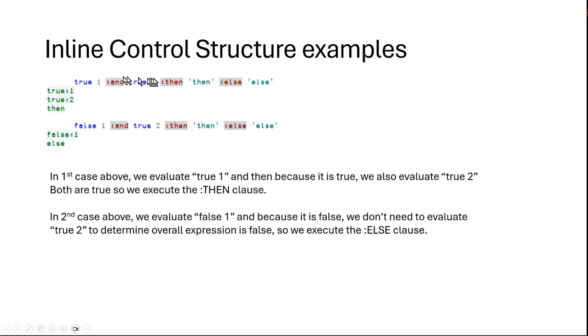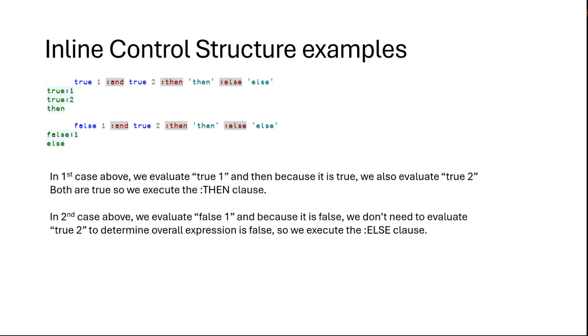So this expression, true 1 and true 2, will have an overall truth value, which means we're going to select the then clause to execute. We do that, and that's what we see in the output. So the case of true 1 and true 2 yields an overall truth value, which selects the then clause for execution, and we don't execute the else clause.